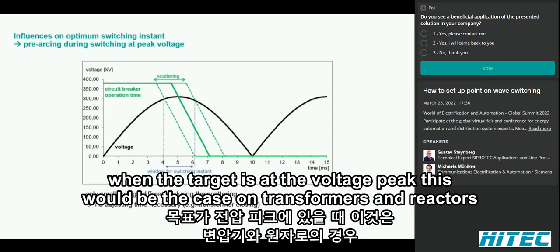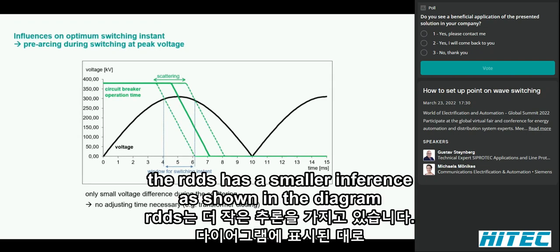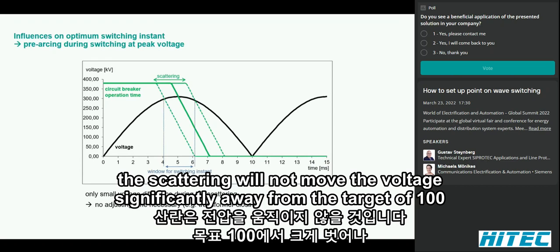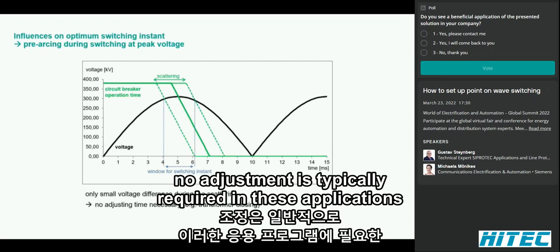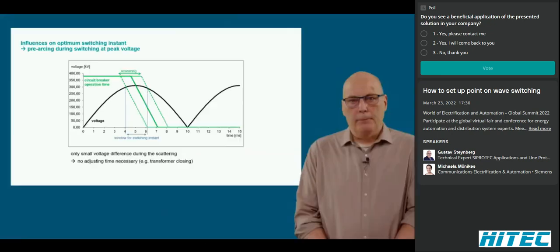When the target is at the voltage peak, this would be the case on transformers and reactors, the RDDS has a smaller influence, as shown in the diagram. The scattering will not move the voltage significantly away from the target of 100%. No adjustment is typically required in these applications.